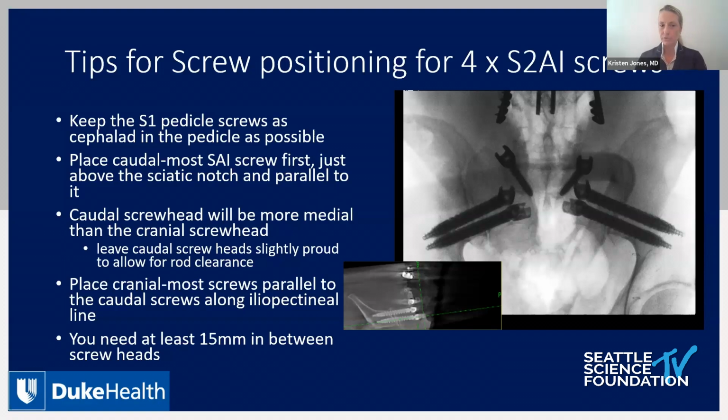So if I'm planning to put 2 S2 AI screws on each side, the next thing that I'll do after the S1 pedicle screws is I'll put in the most caudal point of fixation. So that caudal screw head for the S2 AI trajectory is going to be more medial, because the sacrum, of course, is triangular shaped and tapers down as you go more distally. So the starting point for the caudal screw is more medial.